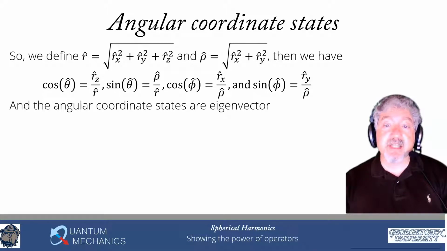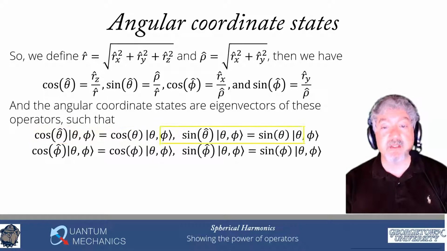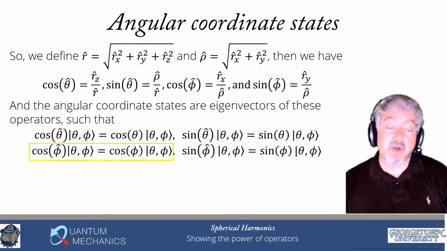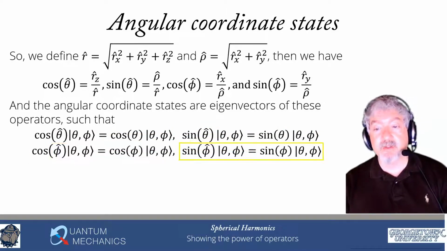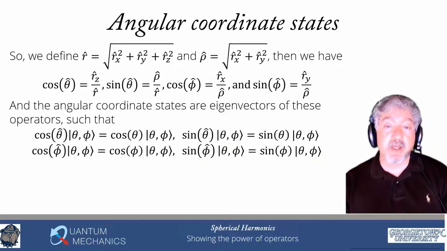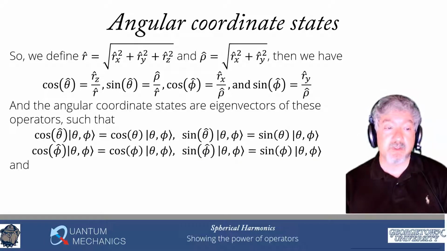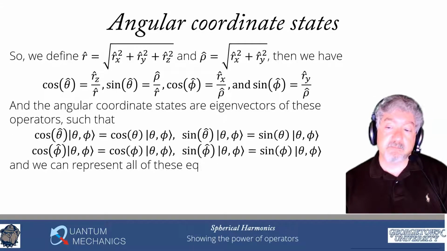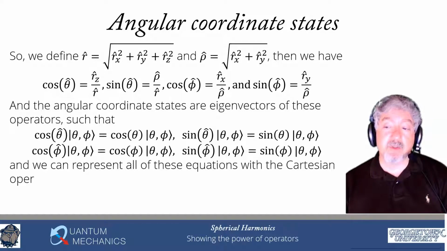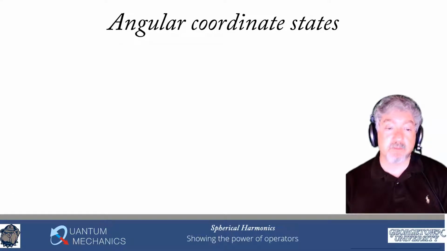All right, so the angular states are eigenvectors of these operators, the cosines and sines, not the operators themselves. And so cosine theta hat acting on theta phi is cosine theta times theta phi, and similarly with the sine theta hat and the cosine phi hat and the sine phi hat. And so there are nice eigenvalue, eigenvector relationships for these different operators, but it's not exactly in the same form as what we've seen before when we're looking at eigenvalue, eigenvector relationships. And, as I'd mentioned before, we can represent all of these equations in terms of the Cartesian operators. And so we really know how to work with these if we want to.